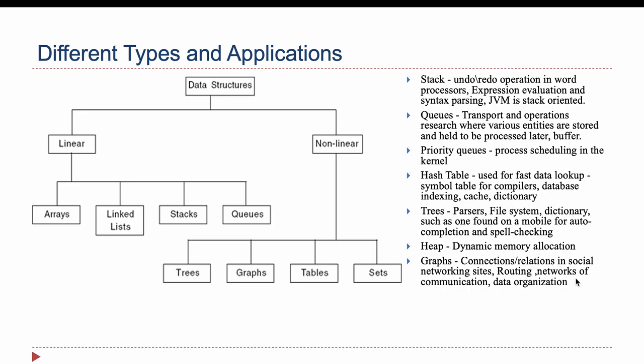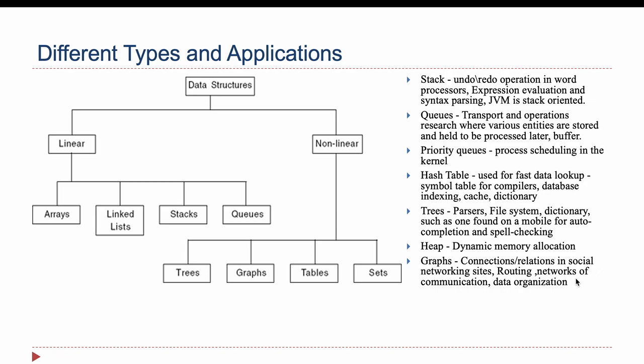In this slide, we will explore different types of data structures and their applications. Let's begin with linear and nonlinear data structures. Linear structures are those in which data elements are arranged in a linear sequence, such as in a stack or queue, whereas nonlinear structures are those in which elements are arranged in a hierarchical manner, such as in trees and graphs. Stacks are used for undo or redo operations in word processors, expression evaluation, and syntax parsing. JVM, or Java Virtual Machine, is also stack oriented.